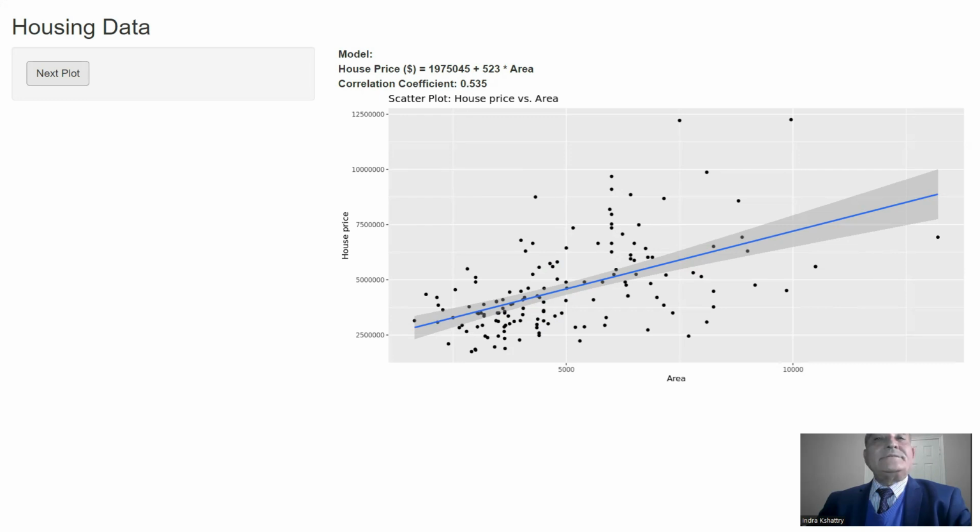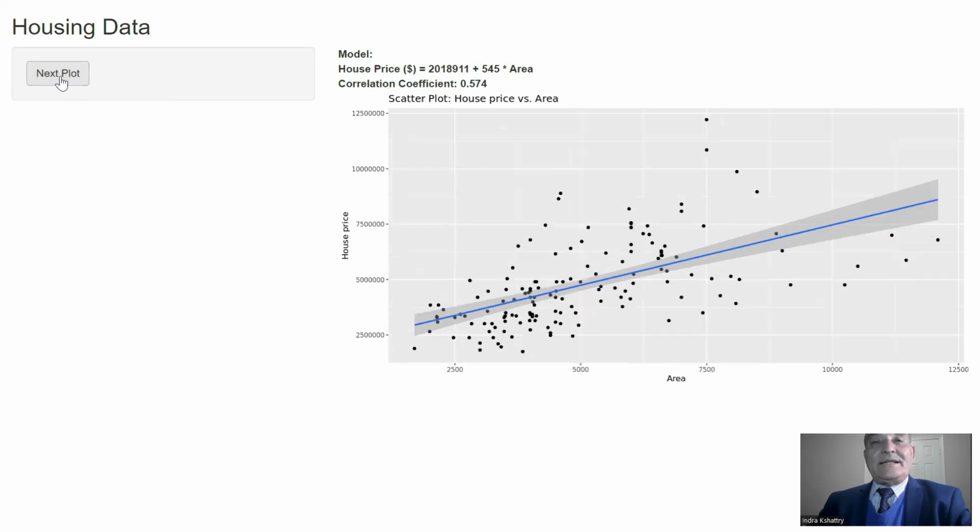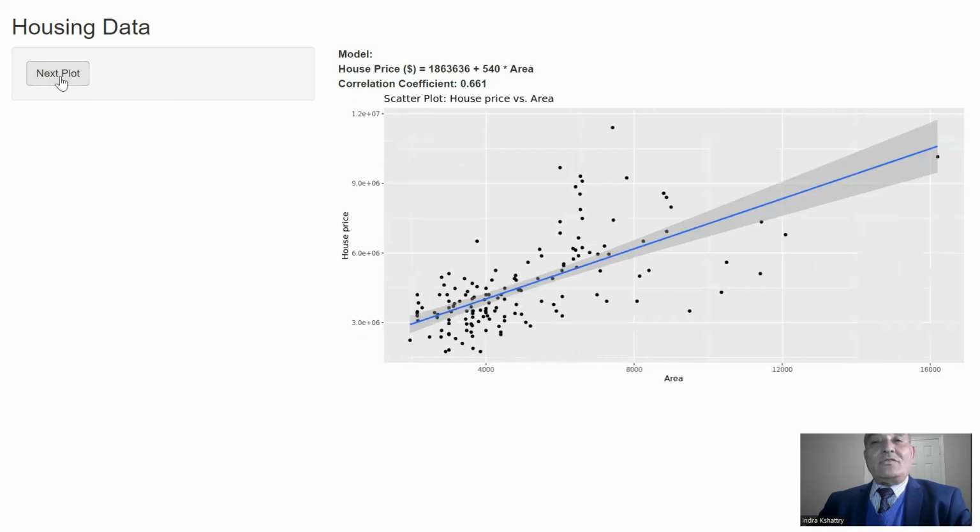Keep clicking the Next Plot button, and you see the plot changes with a new sample, and also the printed model and correlation at the top change. Isn't it interesting and fun to play with?